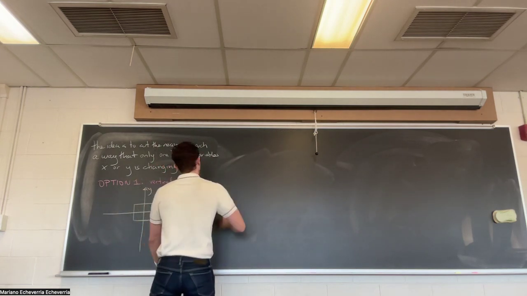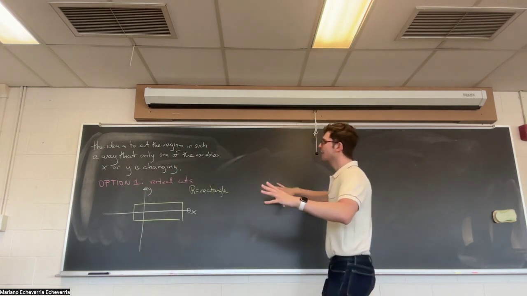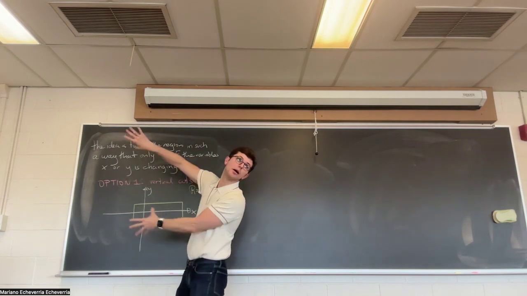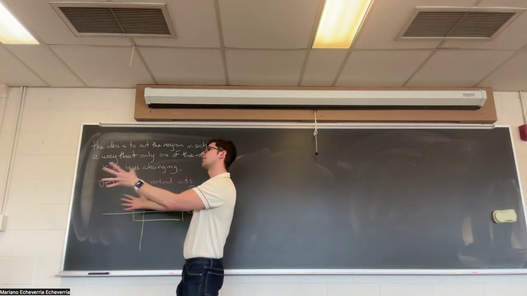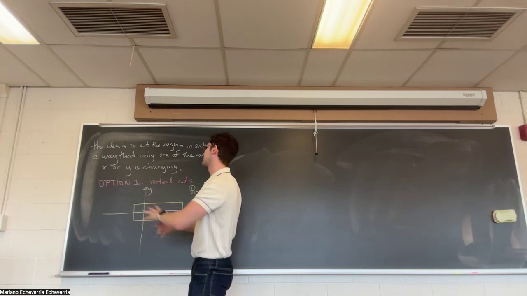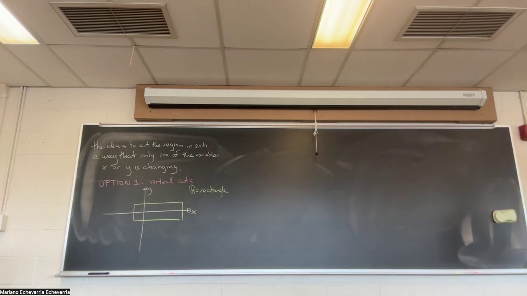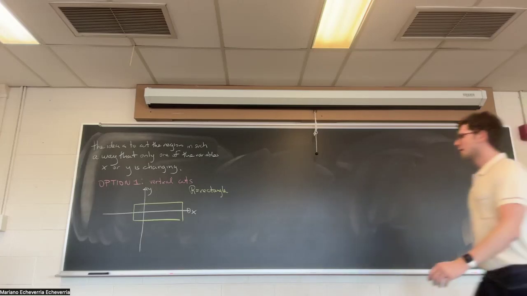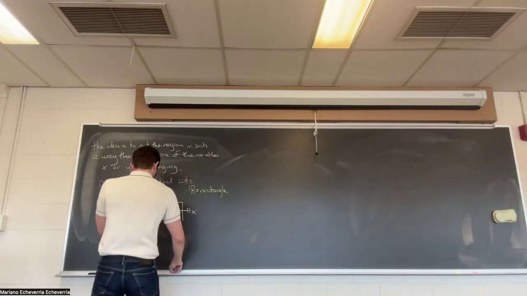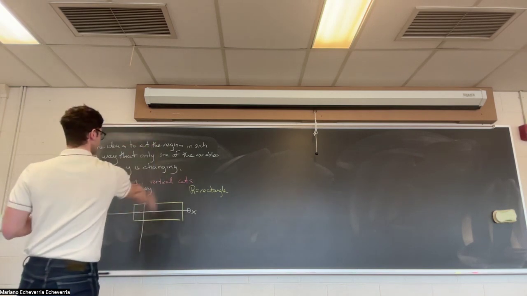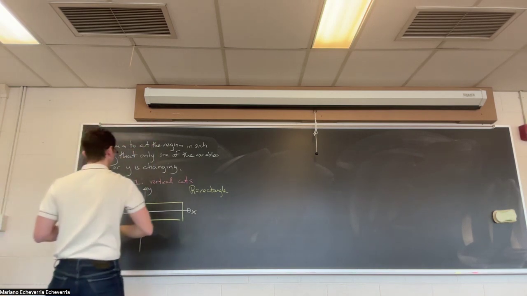So again, I'm not showing you the graph here, but you have to think that the graph is somehow above the rectangle, right? And so we're finding the volume between the rectangle and the graph, okay? So if I make vertical cuts, what I mean is that if you think of the slices, I'm going to slice the rectangle this way.